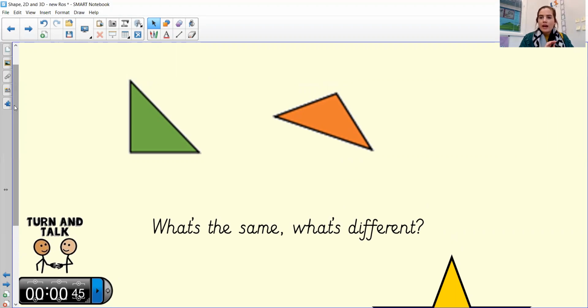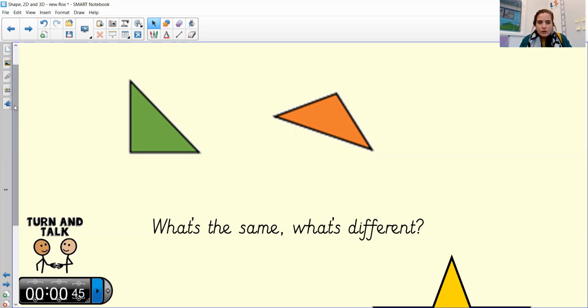What's the same and what's different? Pause the video now and discuss this at home. Brilliant. You may have said things such as, well, let's think about the things that are different first of all. They're different colours. They are at different angles. Okay, they're positioned differently. Anything else that we can see that's different?